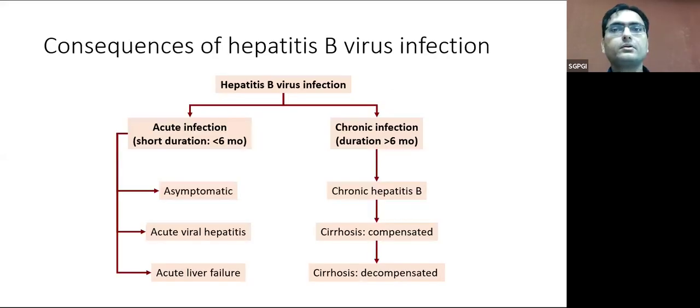So as already told by Amit sir, hepatitis B virus infection can be acute or chronic. Acute duration will be less than 6 months, chronic more than 6 months. It can be asymptomatic or progress to acute viral hepatitis or to acute liver failure in some cases. Whereas in chronic infection, we can have chronic hepatitis B, compensated cirrhosis, decompensated cirrhosis, and some patients may also develop HCC.